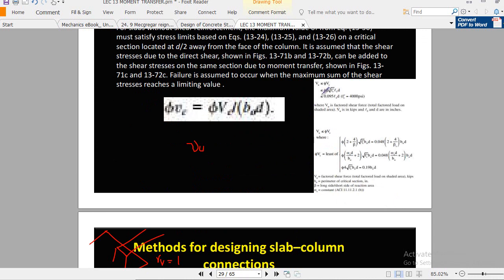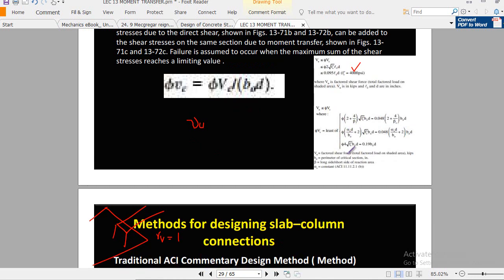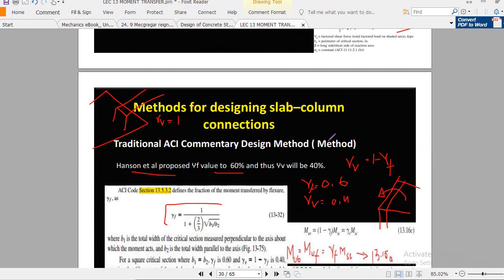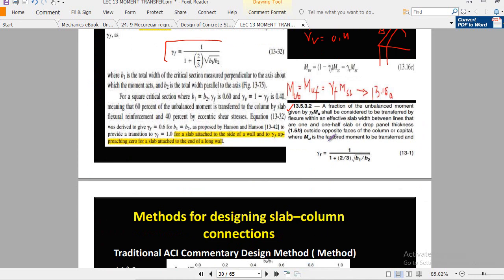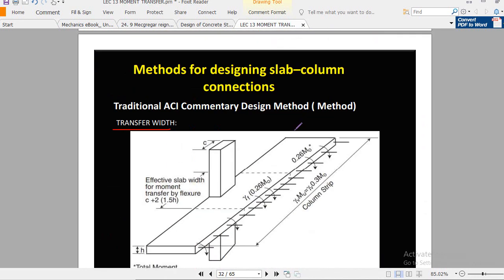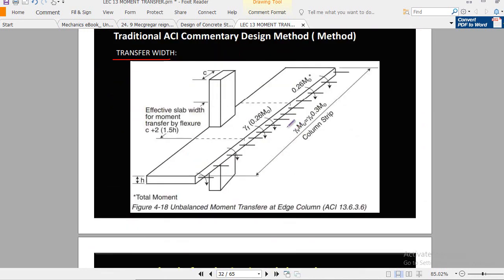Now what is phi vc? For beam shear it will be this equation. By using this equation, and for punching shear we will use these three equations. We already explained this in lecture number 13, sorry. We already explained this, right? And next thing, this one is very important. See that gamma f and gamma v, this is important. Now you see Muv and Muf.